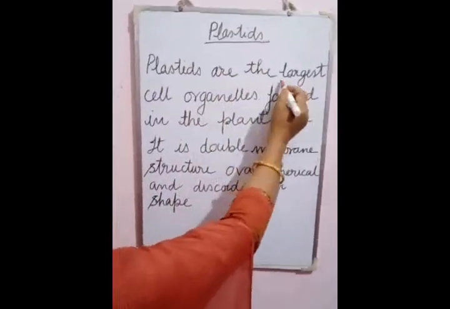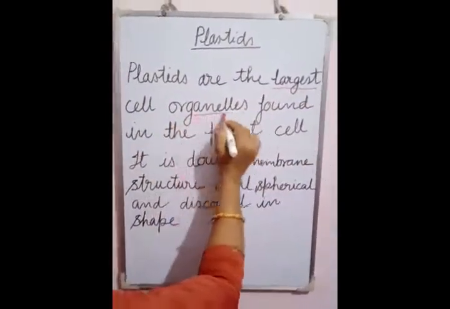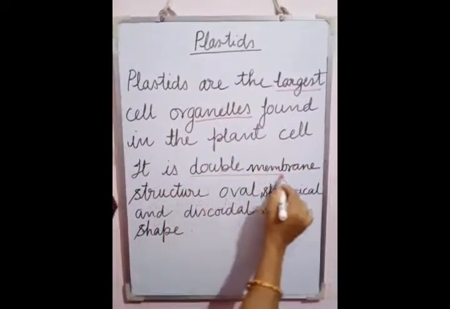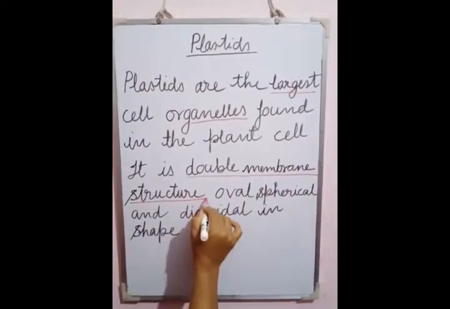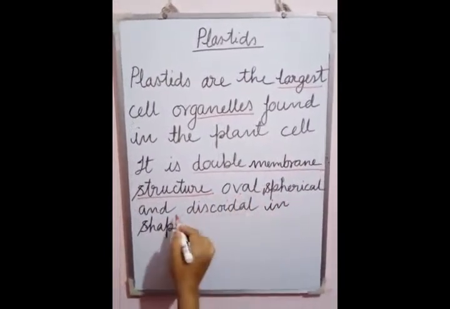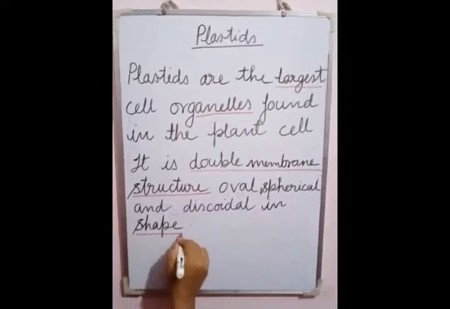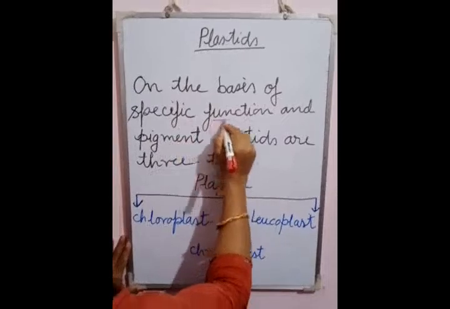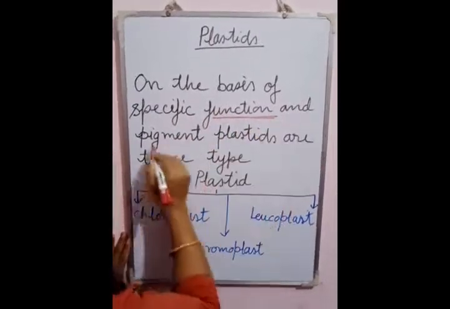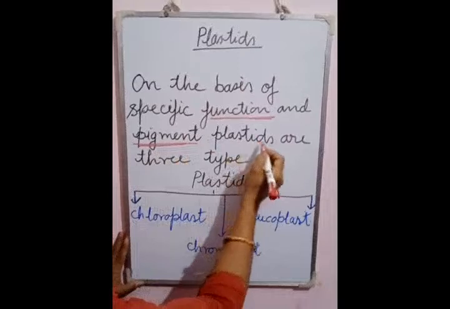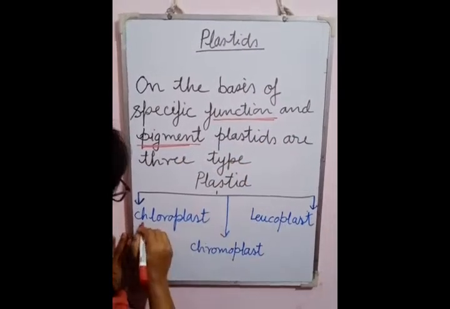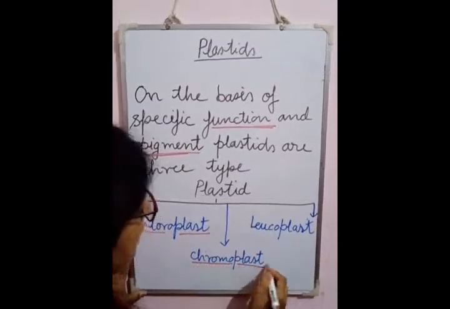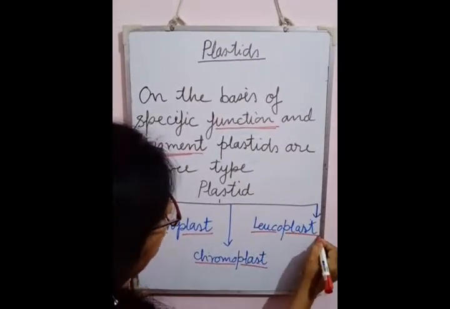Plastids are the largest cell organelles and are found in the plant cell. They are double-membrane structures, and the shape is oval, spherical and discoidal. On the basis of the specific function and pigment, plastids are of three types. First is the chloroplast, second is the chromoplast, and third is the leucoplast.